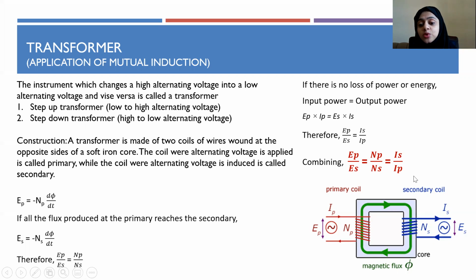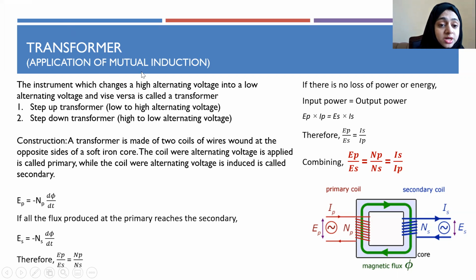So using this equation, if you know any three of these quantities, you can mathematically find out the other three quantities. So only if you know three quantities in this, you will get all the six quantities represented in this equation. So that's about transformer.